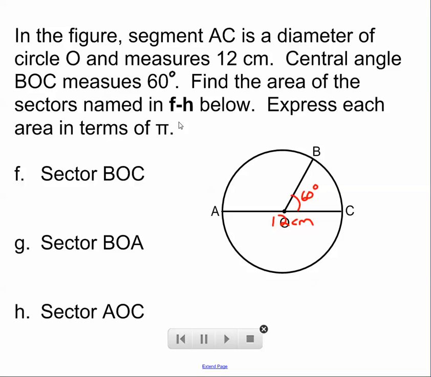Find the area of the sectors named in F through H below and express each area in terms of pi. And again, expressing things in terms of pi should not freak us out. It actually, I would argue, just makes things a little bit easier.